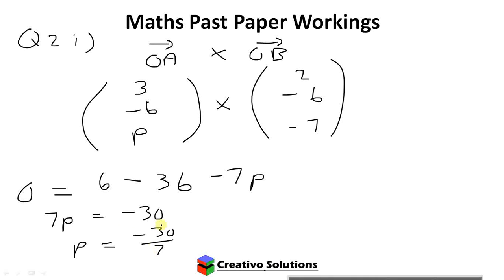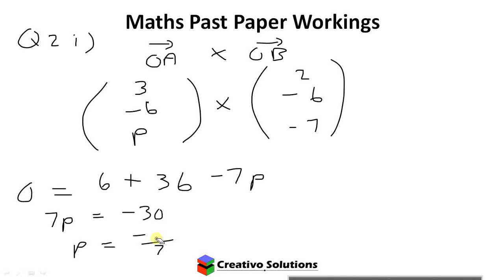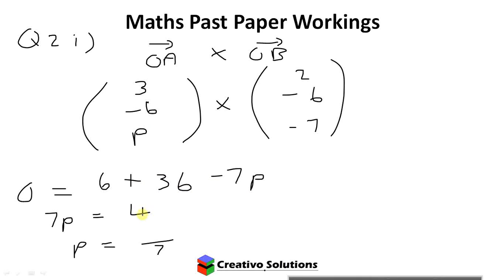Oh, hold on. I've made a mistake with the sign here. Negative times a negative is a positive. Sorry, let's fix that. Bad arithmetic. Use the calculator just to make sure. 6 plus 36 is 42. 42 divided by 7 is 6. That's better. Same answer as what they've got.